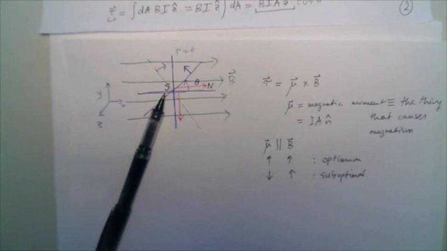So that's where we will end this lecture, and then we will start talking about, okay, we have a current that generates a magnetic field. What does that look like? And we will do that next class.